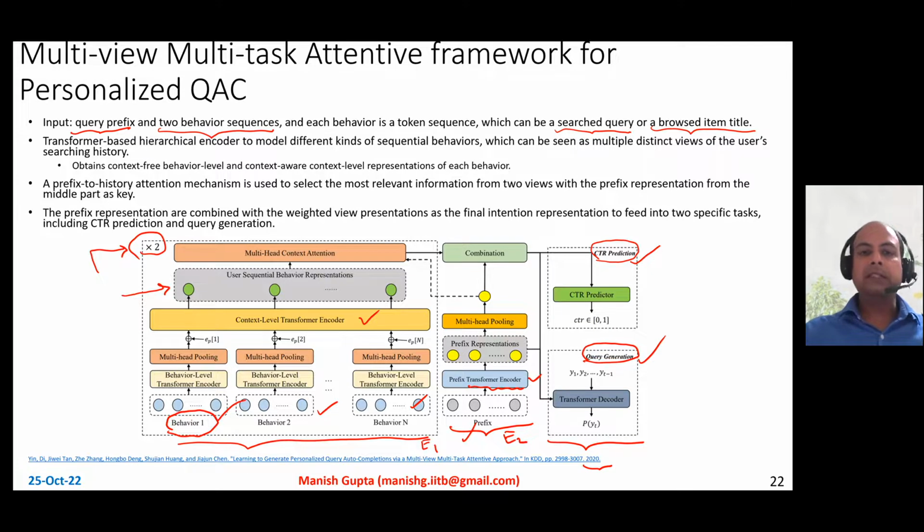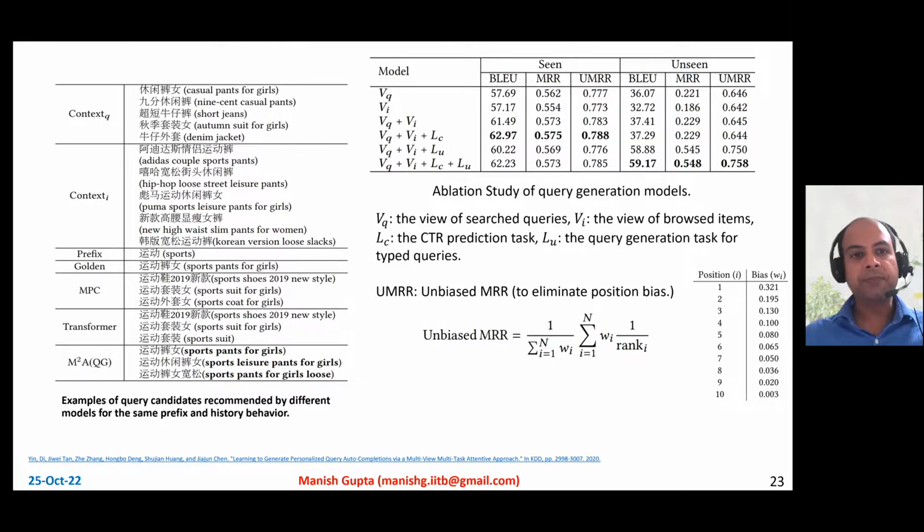You combine the representations across the two behaviors along with the representation for this prefix, and then try to have a multitask decoder where there are two tasks being done, query generation and CTR prediction. So that's their overall multi-view, multitask, attentive framework. There is also attention that you provide to different representations that you have, the browsing-based representation or the searching-based representation, and thereby come up with a good prediction, CTR prediction, and a good query generation.